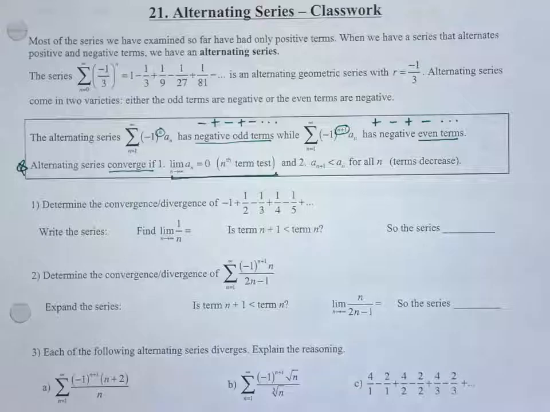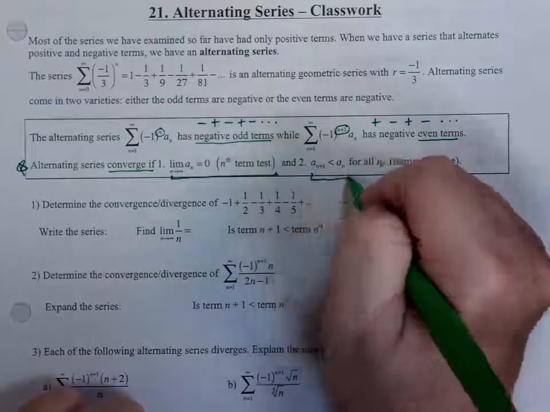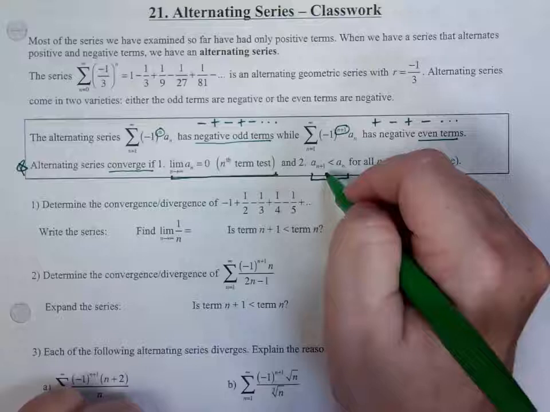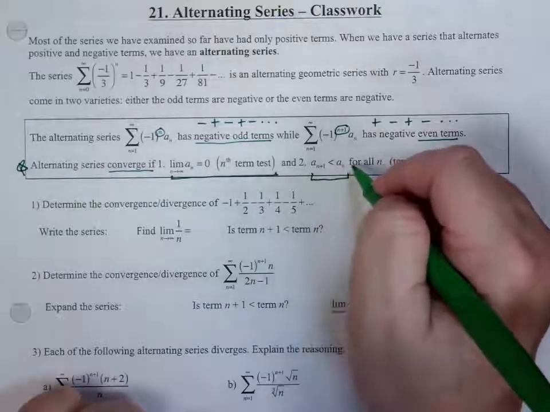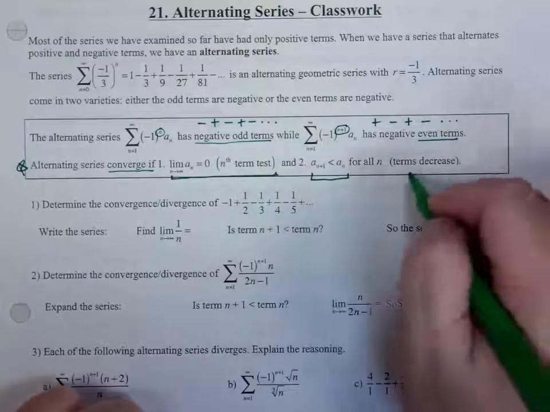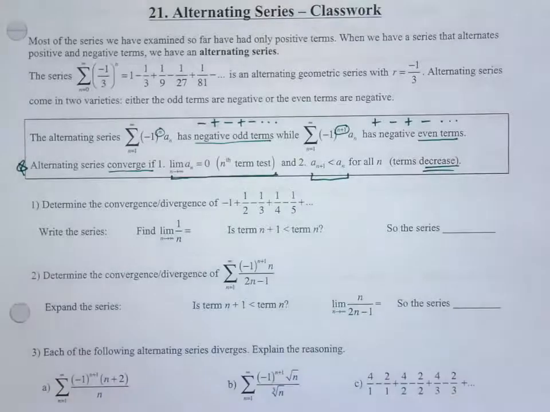Now, the second thing that must occur is that a sub n plus 1 has to be less than a sub n for all of the n's. And the simple way to say that is that all the terms decrease, ignoring the signs. So look at the terms in the sequence, pretend like they're all positive. If they're going down every time, it's going to converge. As long as the limit is 0 and they're going down. Those are the two things that must happen. And it's a very easy test to do. That's what makes alternating nice.